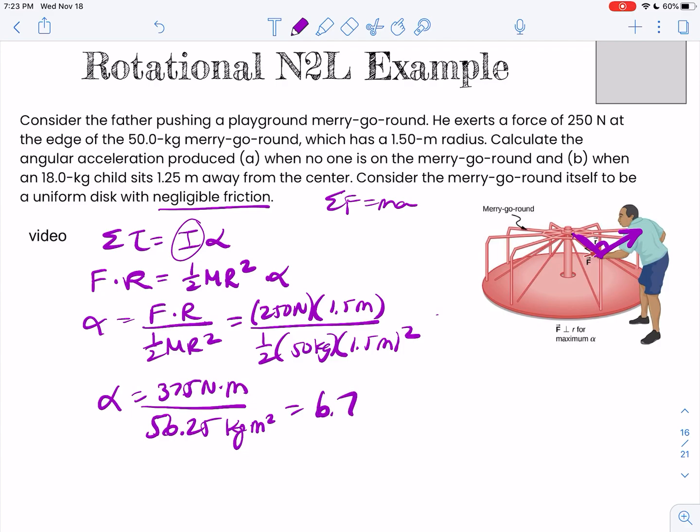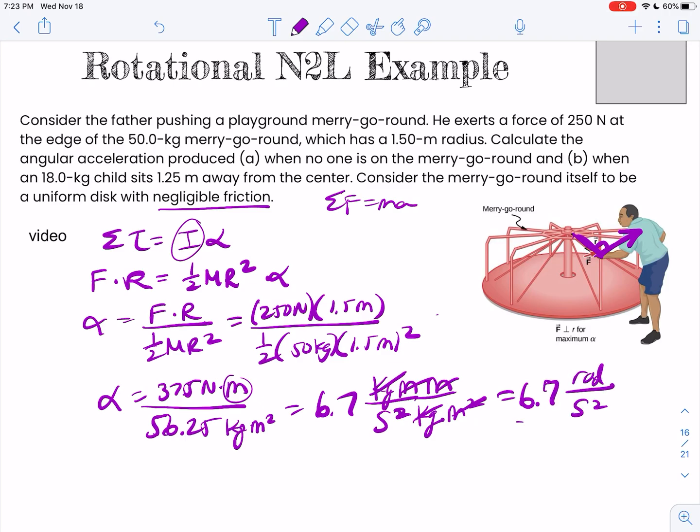And just so you can see the units, remember a newton is a kilogram meter per second squared. Then you have another meter, and then you have a kilogram meter squared. So all of these cancel out, and you basically have nothing over second squared, which means it's a radian, because a radian is kind of like the unitless unit. So that's the angular acceleration.